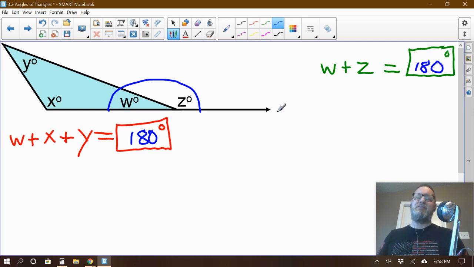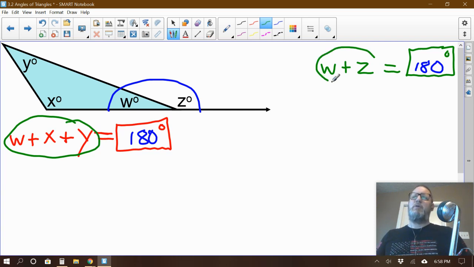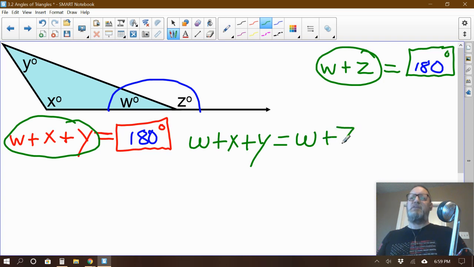Okay, this is leading us to a new rule that I think you're going to appreciate. It makes things much easier. So w plus z equals 180, and so do the three angles in the triangle. So that means, you know what that means? That means these three angles right here, since they equal 180, equal these two angles. So w plus x plus y from over here must equal w plus z.